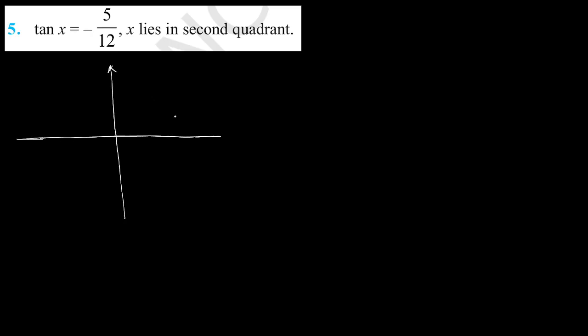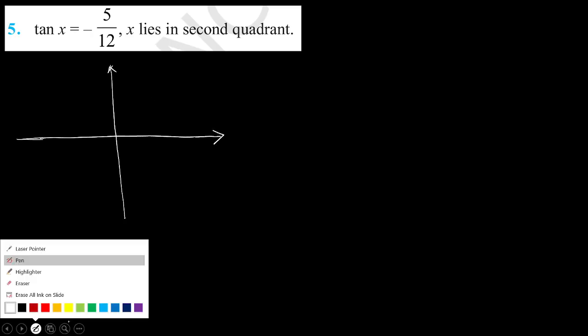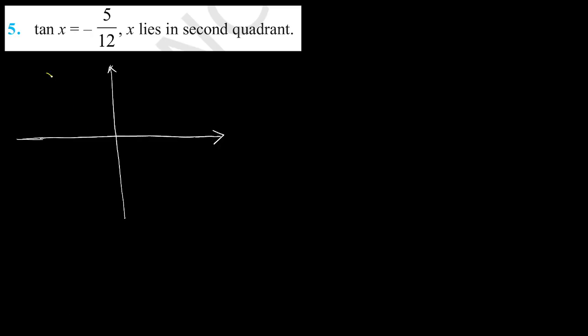Let me draw the x-axis and y-axis. x lies in the second quadrant, which means this much rotation. x is this much. Let me complete the right angle triangle like this. The negative sign will be there definitely because of the second quadrant. Let me mark the opposite, adjacent, etc. Opposite side is this one, adjacent side is this one, hypotenuse is this one. Clear?